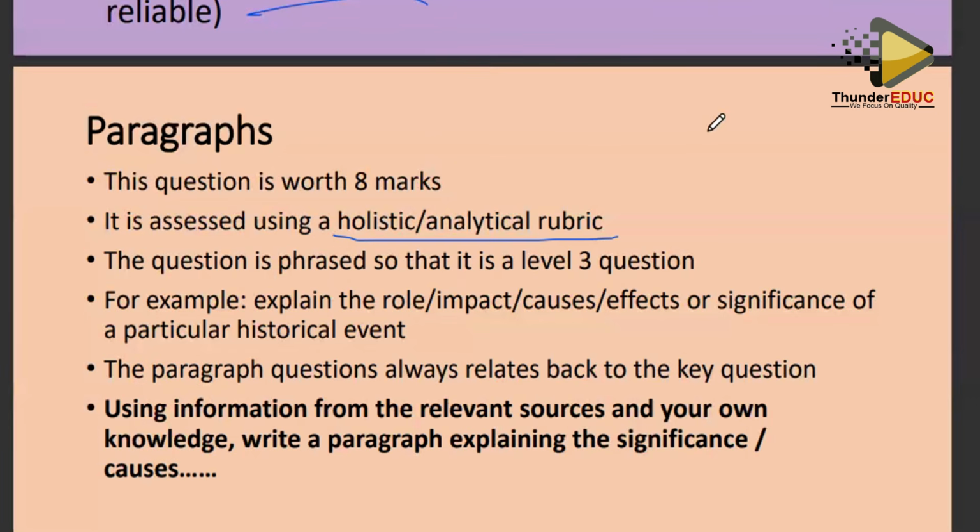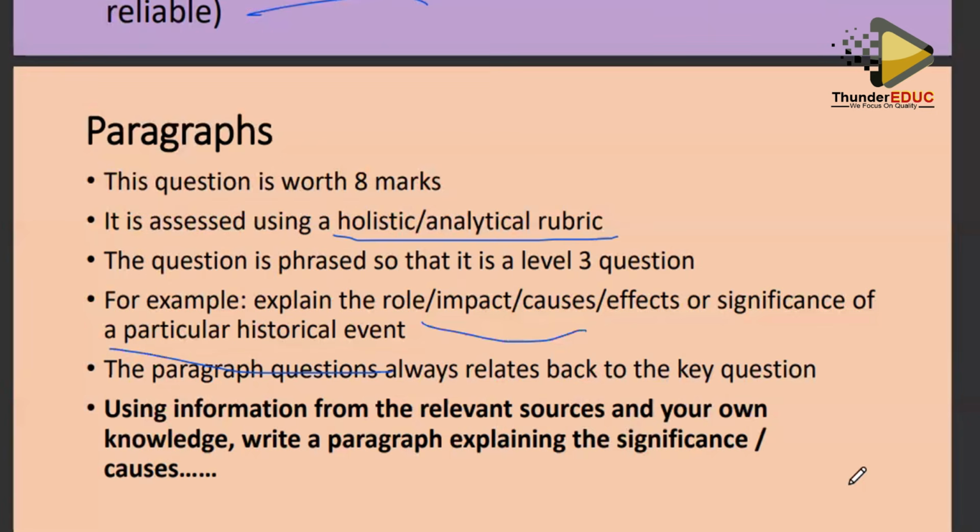Then you get a mark according to the levels, level 1, level 2, level 3. The question is phrased so that it is a level 3 question. Yes, it's a level 3 question. For example, explain the role, the impact or causes, effect or significance of a particular historical event. Yes, it's a level 3 question which requires you to apply or analyze the sources. The paragraph question always relates back to the key question. Yes, the key question is the guideline of the question that is on the question topic. So the paragraph question, like what I mentioned earlier on, is based on the key question in the heading of the question.